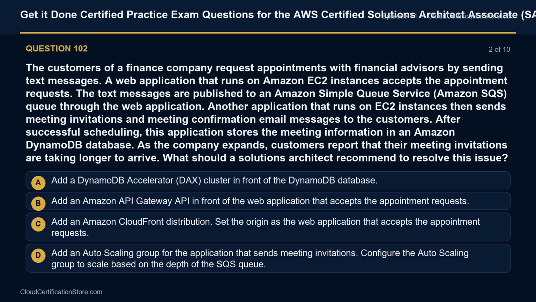Option C. Add an Amazon CloudFront distribution. Set the origin as the web application that accepts the appointment requests. Option D. Add an auto scaling group for the application that sends meeting invitations. Configure the auto scaling group to scale based on the depth of the SQS queue.